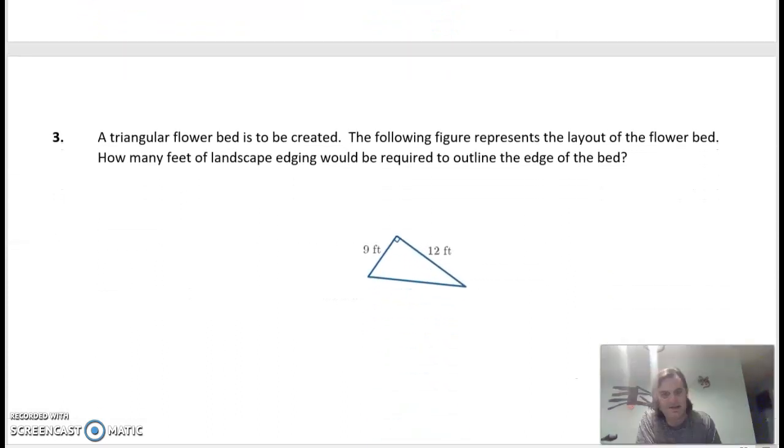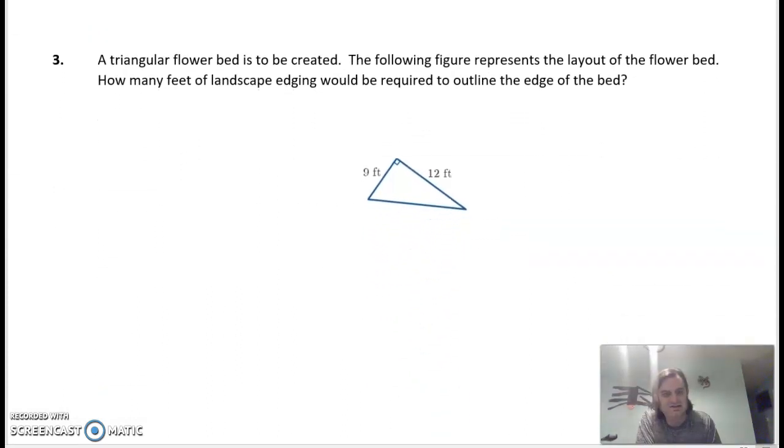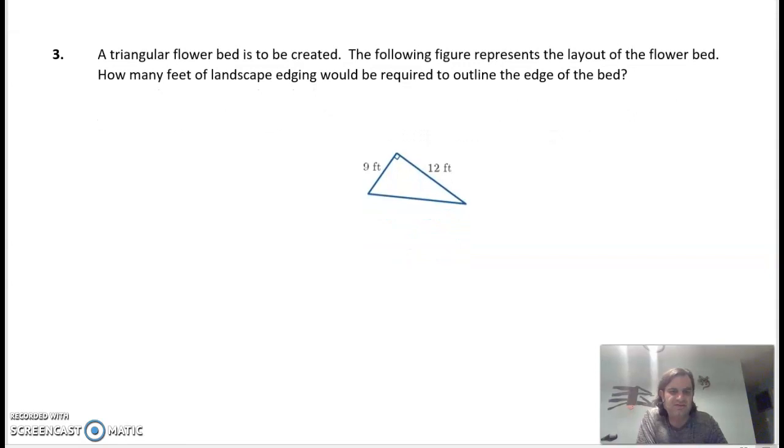Okay. Our next figure is a triangle. It says a triangular flower bed is to be created. The following figure represents the layout of the flower bed. How many feet of landscape edging would be required to outline the edge of the bed?